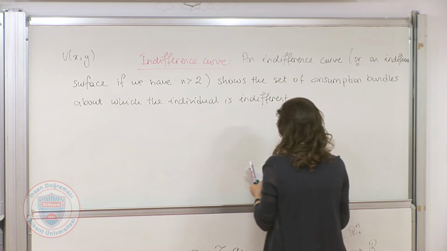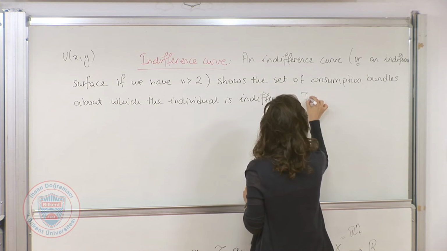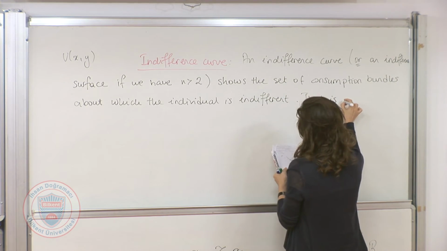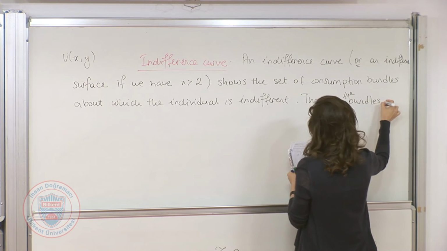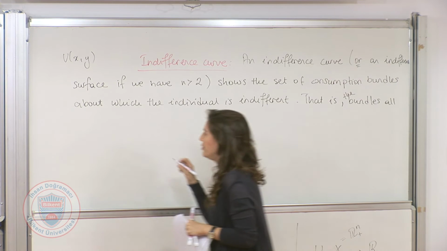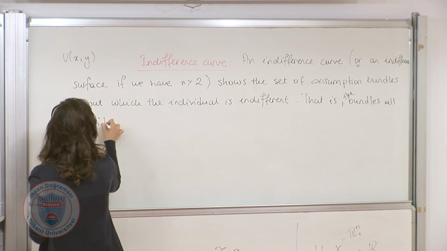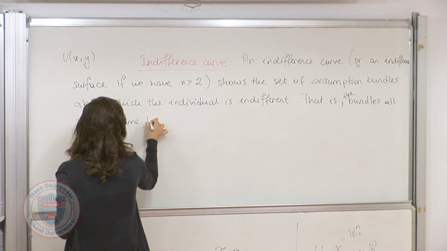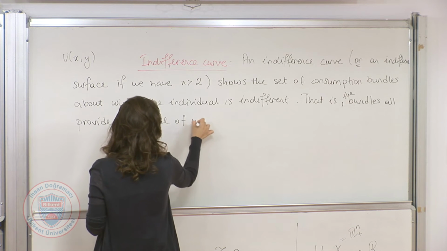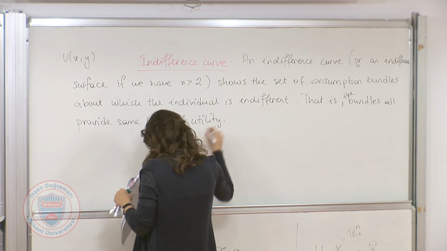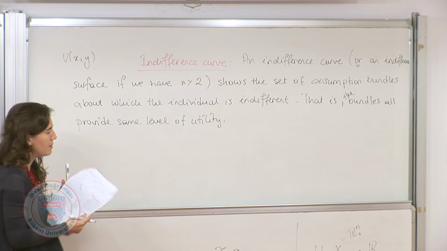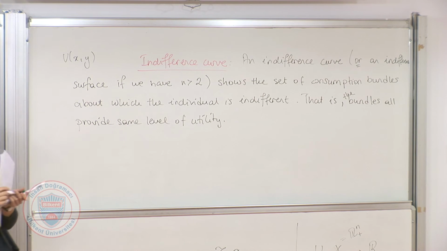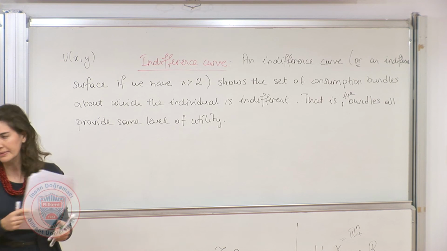And then we said that the bundles all provide the same level of utility. So they're all providing the same level of utility. This is what we mean by an indifference curve.